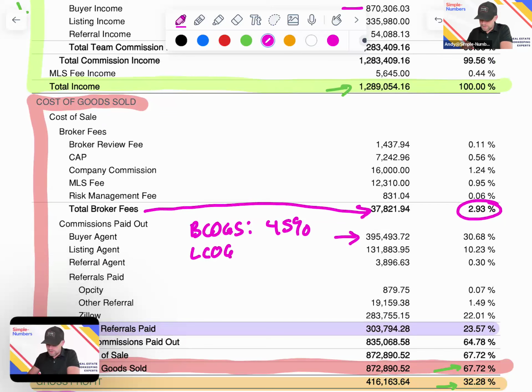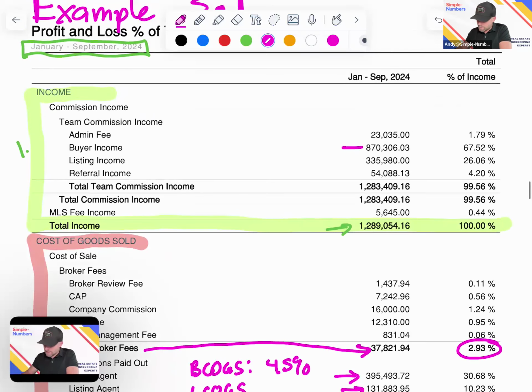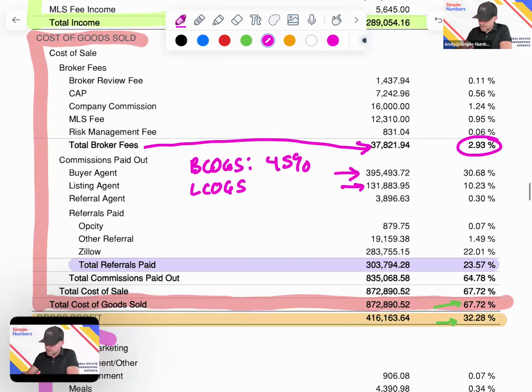Let's look at the listing cost of sale. The listing agents brought in 132,000. If we divide that by what they brought, we paid them 132. They brought in 336. That's 39%. Well, we know it's not the splits then. So it's not the broker and it's not the splits to the agents. What else could it be?